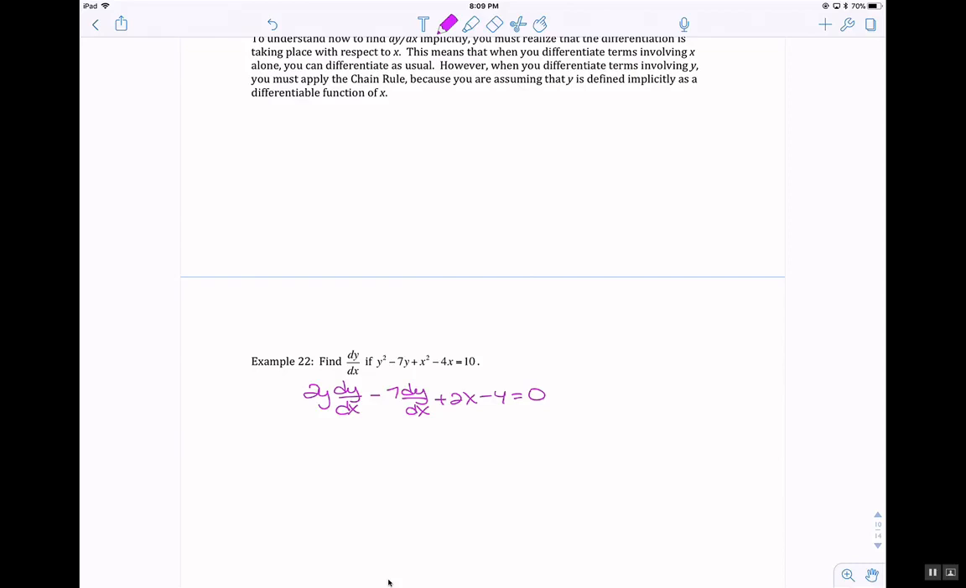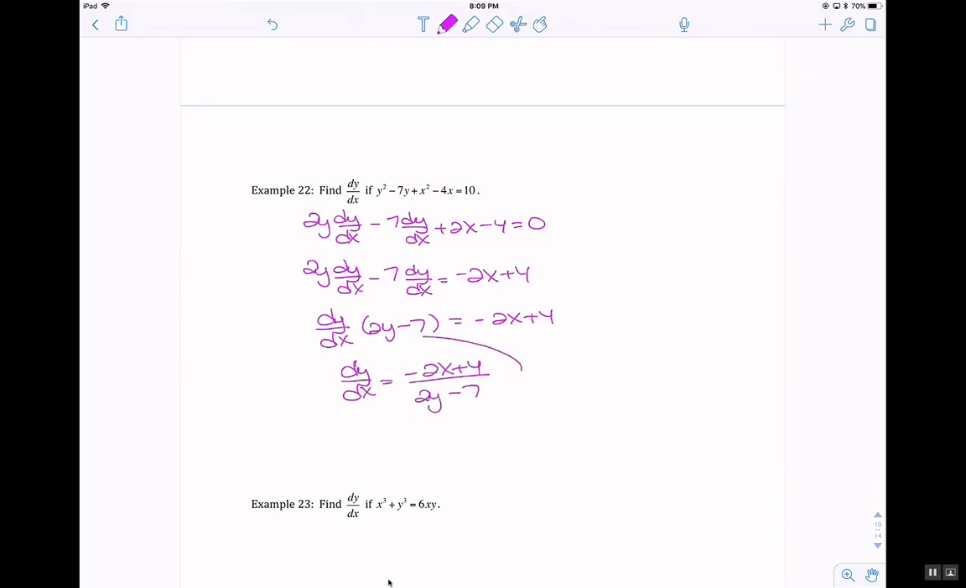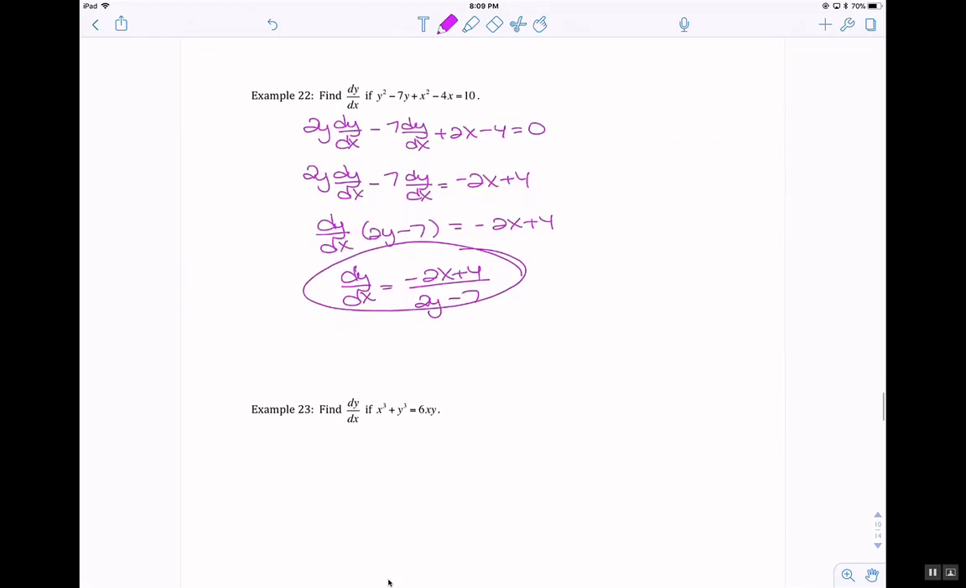And then what we're going to try to do is isolate my dy dx. So 2y dy dx minus 7 dy dx is equal to negative 2x plus 4. Factor out a dy dx on the left-hand side. So dy dx times 2y minus 7 equals negative 2x plus 4. So dy dx is equal to negative 2x plus 4 divided by 2y minus 7.